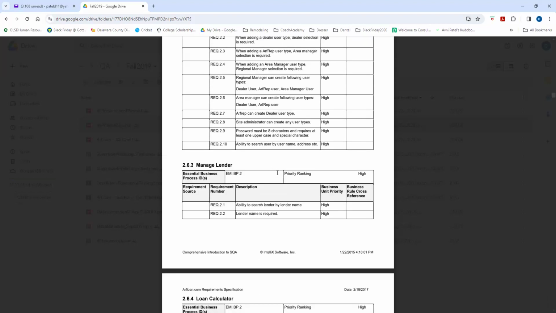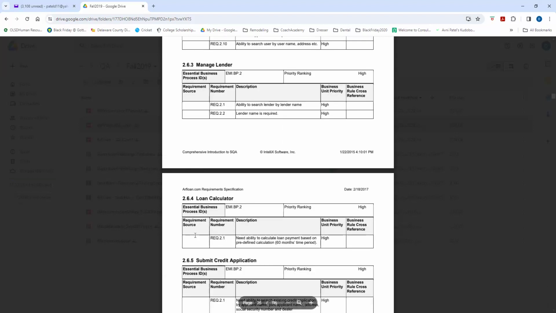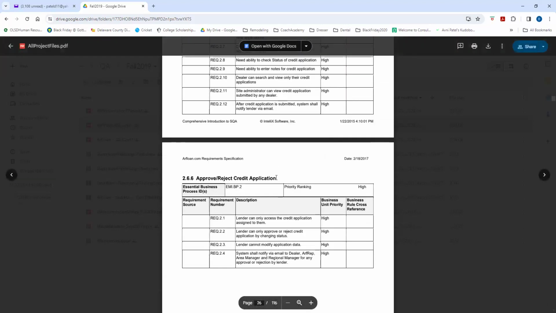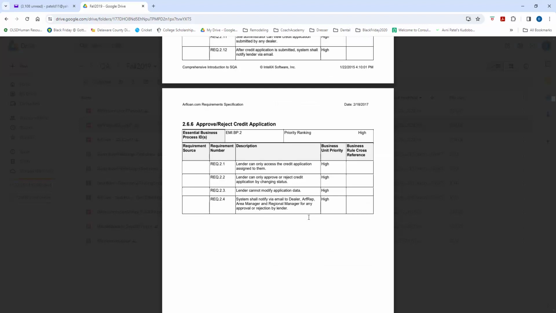Same thing, so you can start seeing the pattern, right? There are requirements for each of the components, whether it's for managing the lender, doing a loan calculation, submitting credit applications, or approval and rejection of credit applications. Same pattern. I have a requirement. Can I read through it? Do I understand it? Can I test it? Is it complete? Is it consistent? Right? And is it correct? Does it belong in this particular functionality order?